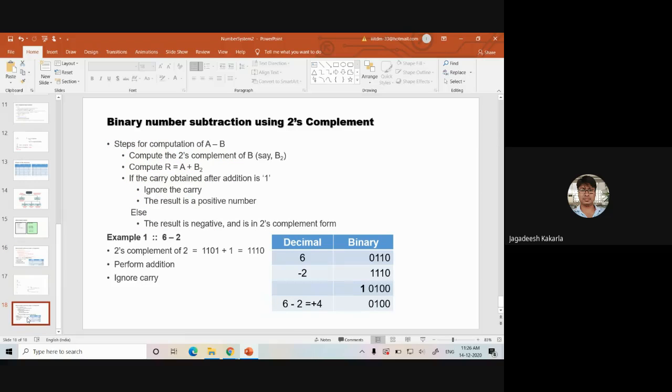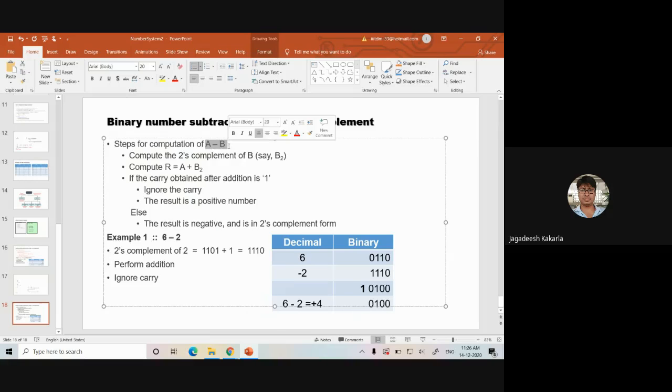Now let me discuss what the steps are for performing binary subtraction using 2's complement. The first step is, if I want to perform a minus b, first I need to compute the 2's complement of b. What is the 2's complement of b? 1's complement of b plus 1. Am I right or wrong? So I got the 2's complement of b and I represent it as b2. Now I will perform a plus b2. If I perform a plus b2, there will be two cases. The end carry may be 1 or maybe 0.